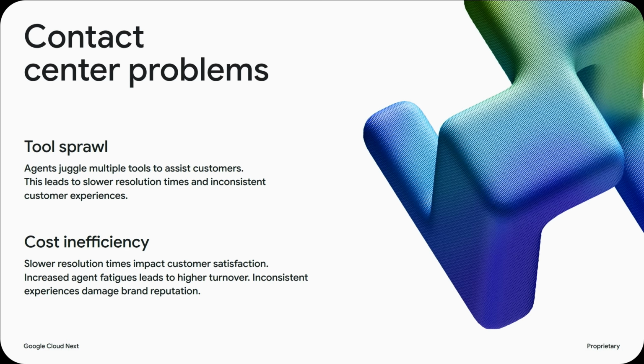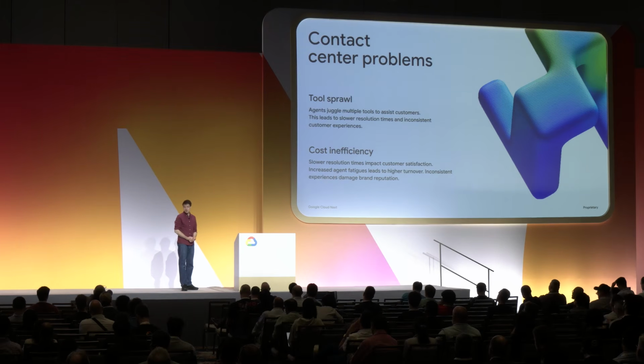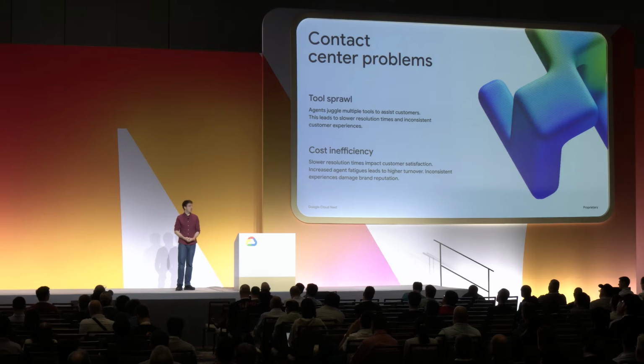Second is cost inefficiency. Slow resolution time hits satisfaction. That fatigue leads to turnover, and turnover is expensive. Also, training a new agent is not cheap, and can take weeks before they become productive in our contact centers. And that inconsistency also damages our brand over time. We were paying twice over, once in poor experiences and again in training. We knew we had to fundamentally change and rethink how our agents work.